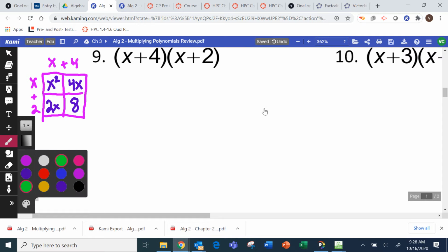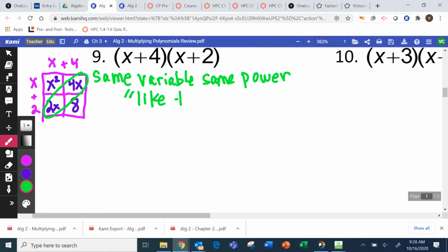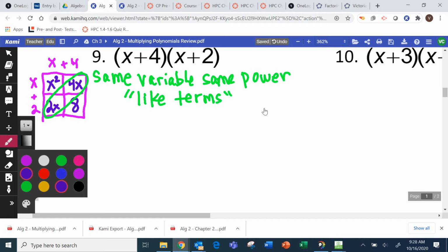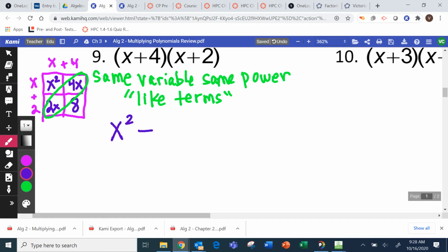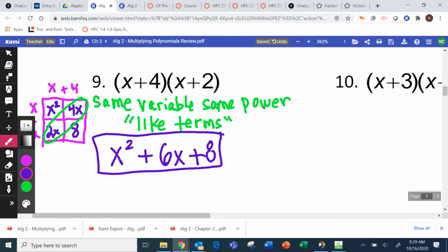Now remember our rules. If they have the same variable, the same exponent, same variable, same power, exponent, then they are like terms. And we can only add together like terms, and we should add together like terms. So I'm going to have x squared plus, I add 2 plus 4, and I get 6x plus 8. So that's the box method, or area.